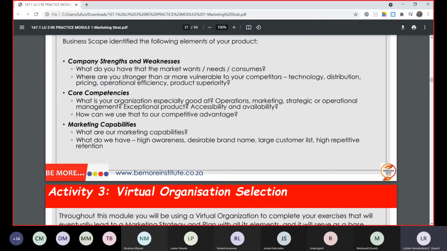Exceptional products. It could be that the product that you have is literally exceptional. The accessibility and availability: it may be exceptional, but is it accessible? Is it easily available? How can we use that to our competitive advantage? How do we position ourselves in such a way that our core competencies set us apart from others or give us an advantage over our competitors or our rivals?